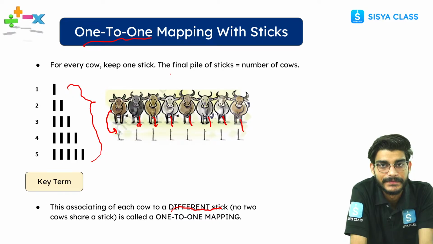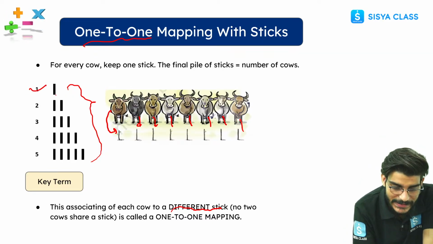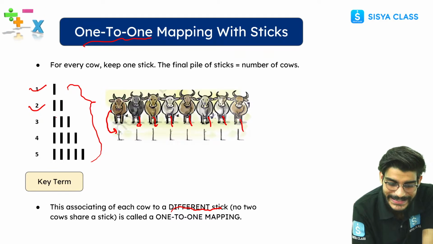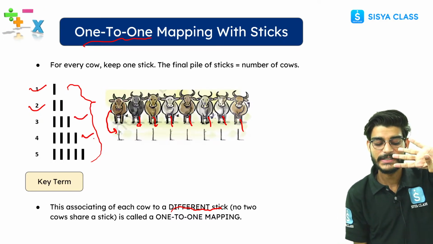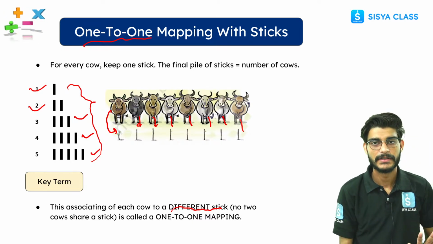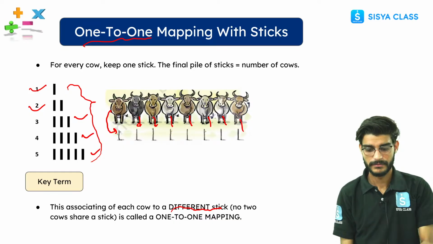Clear? Like for 1 cow, how did they denote? They denoted with 1 stick. For 2 cows with 2 sticks, 3 cows 3 sticks, 4 cows 4 sticks, 5 cows with 5 sticks. Okay, but the mapping should be 1-to-1. Clear?